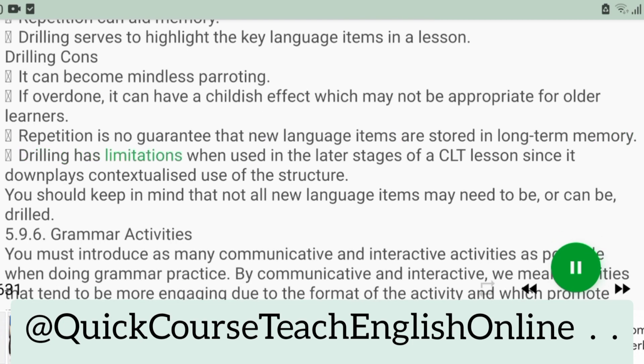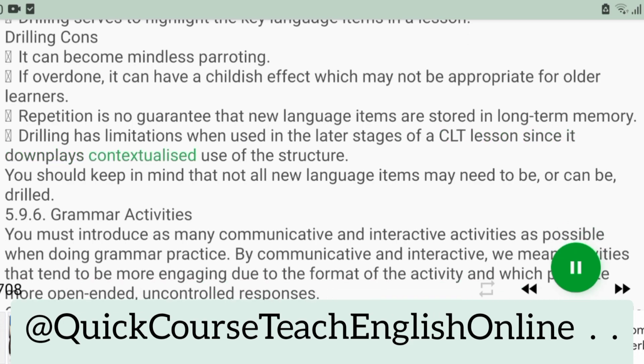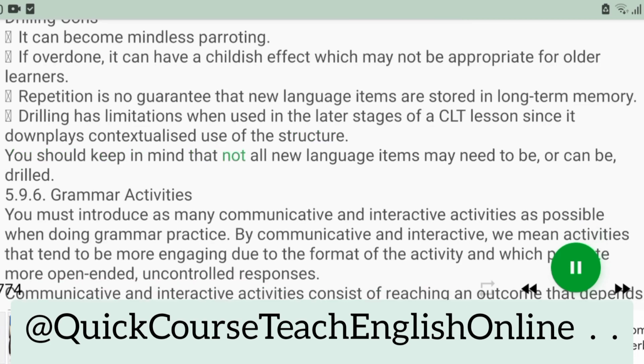Drilling has limitations when used in the later stages of a CLT lesson since it downplays contextualized use of the structure. You should keep in mind that not all new language items may need to be, or can be, drilled.